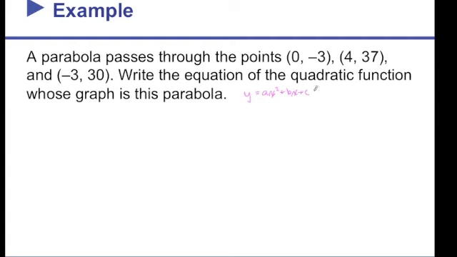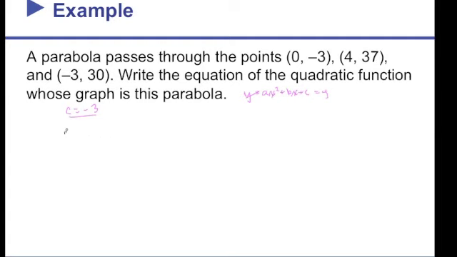So we're going to start using these and filling in this x and this y. I'm going to put the y at the end as we're doing them. So a times x squared. Well, if x is 0, we'd have 0a, 0b, and we would just have c equals -3. Well, that's very helpful. We already know what c is. We can fill that in as we're doing our other equations.